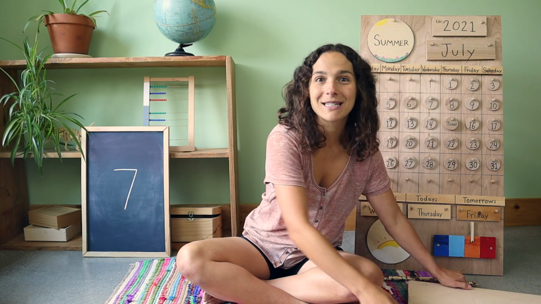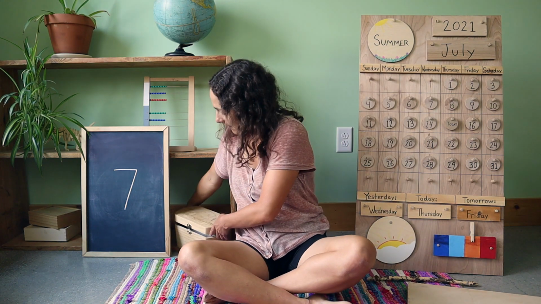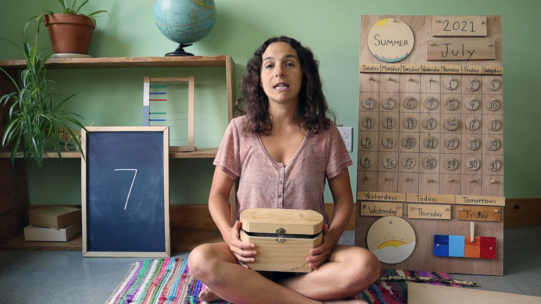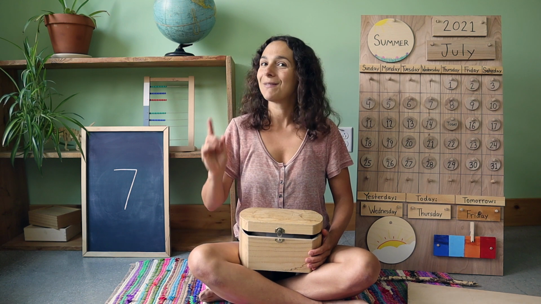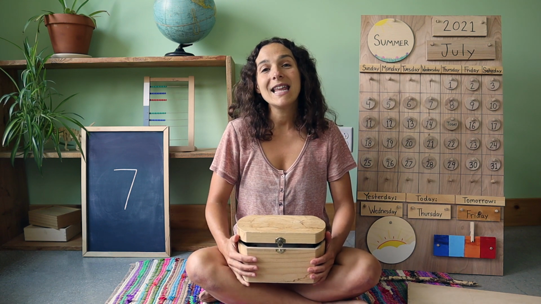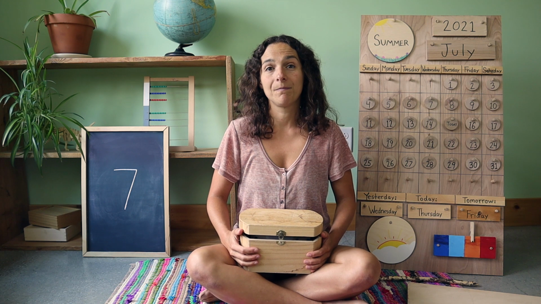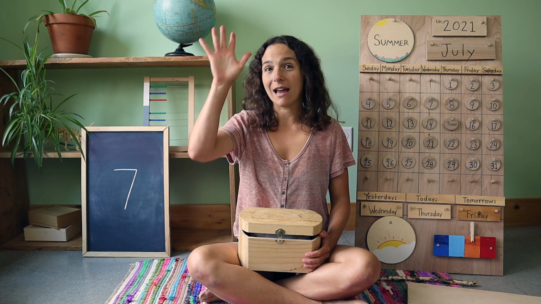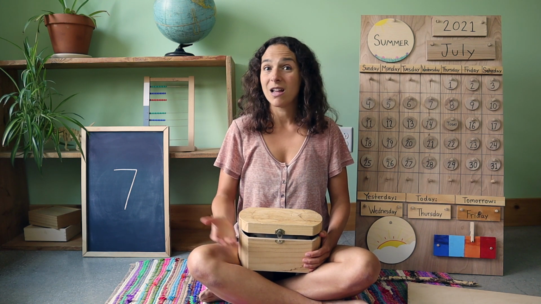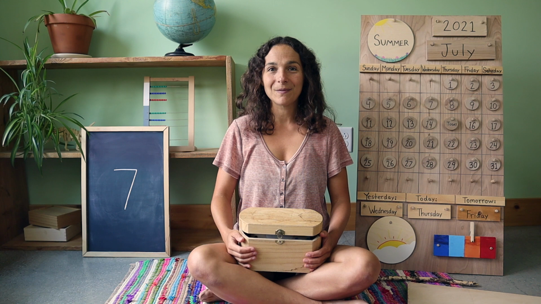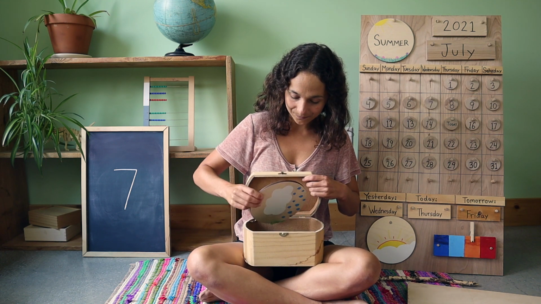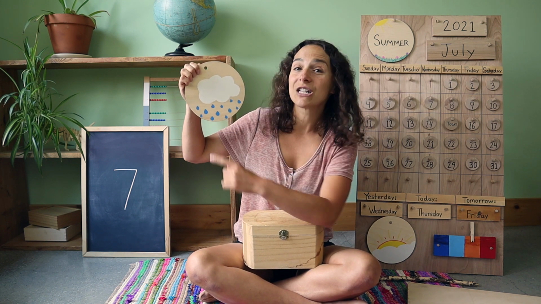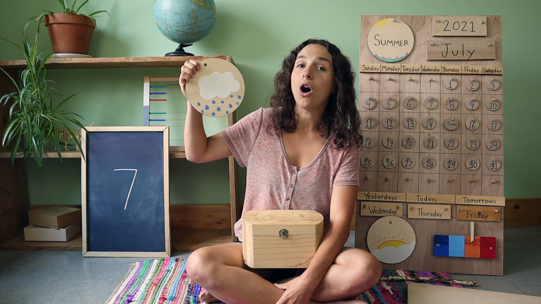And now it's time to guess what's inside of the letterbox today. Inside of this box, I have something that starts with the letter R. Here's your first clue. This is a type of weather. This happens on a cloudy day, so it's something that falls from the clouds. Do you know what it could be? Let's take a look. Rain. Rain starts with the letter R.